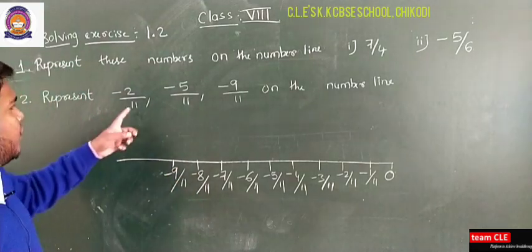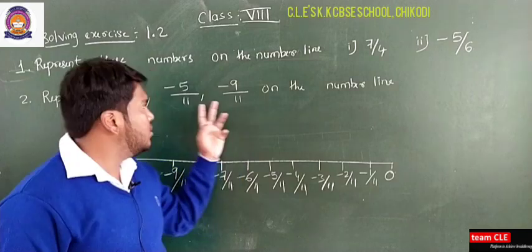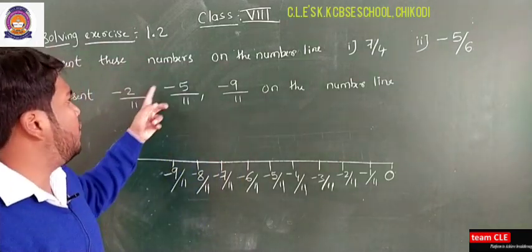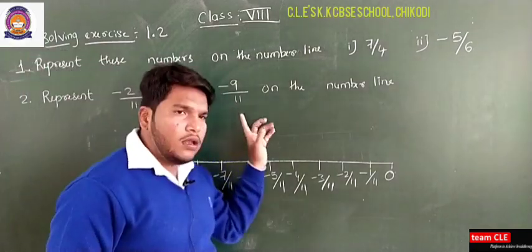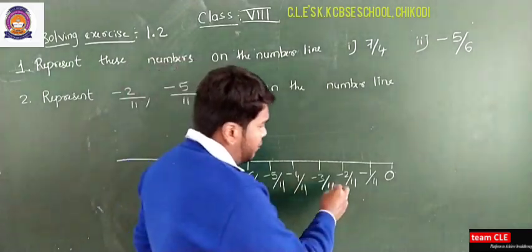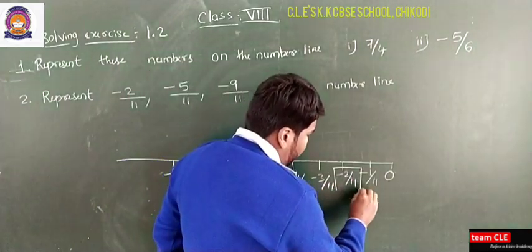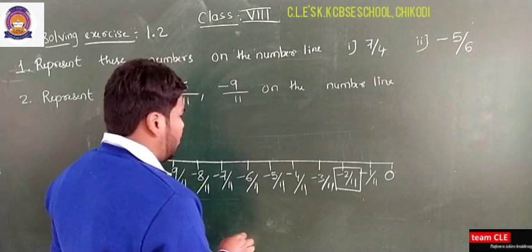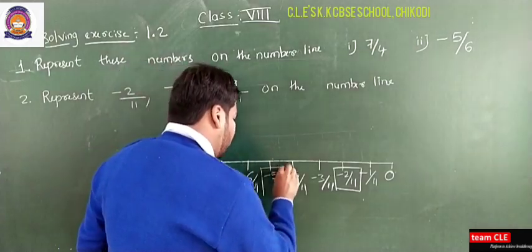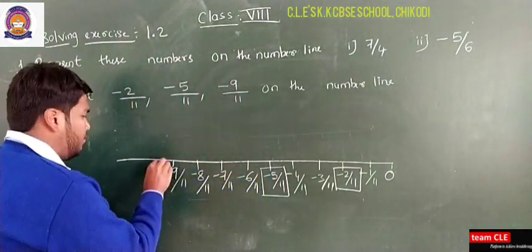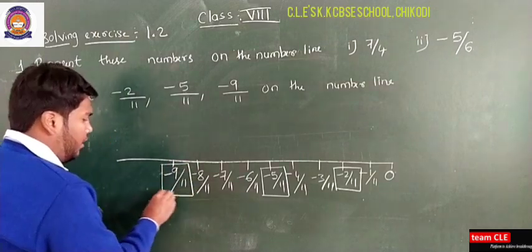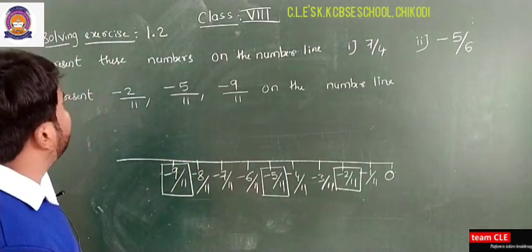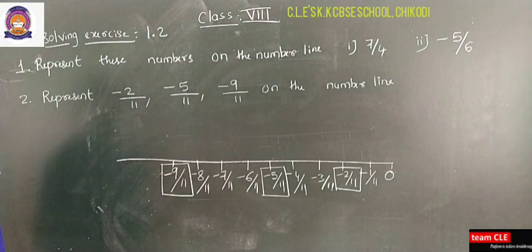The question says to plot the three rational numbers minus 2 by 11, minus 5 by 11 and minus 9 by 11. The first one is minus 2 by 11. The next number is minus 5 by 11, and the next rational number is minus 9 by 11. This is the second part of solving exercise number 1.2. Please note down, all of you.